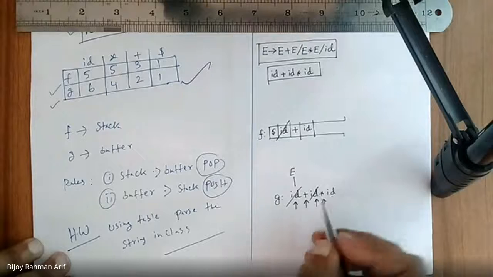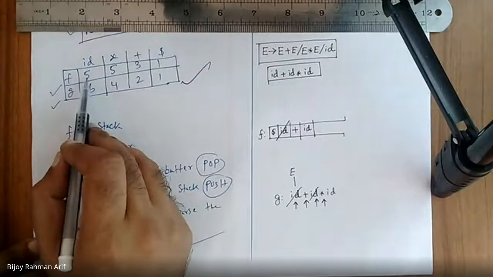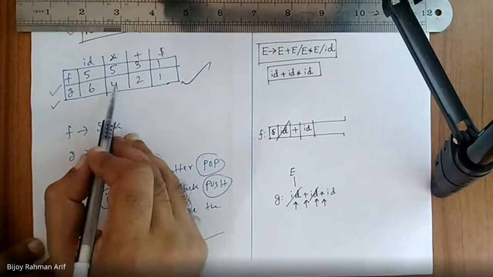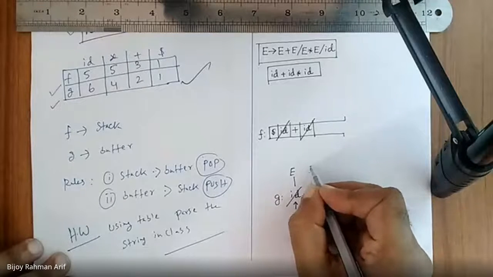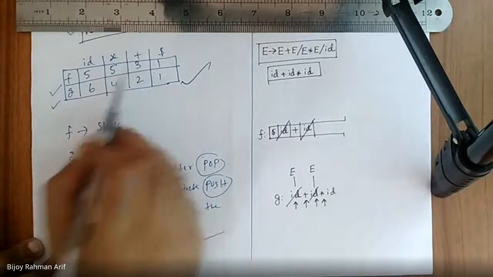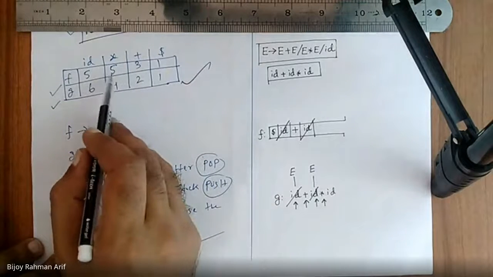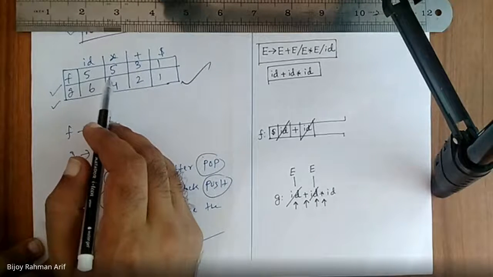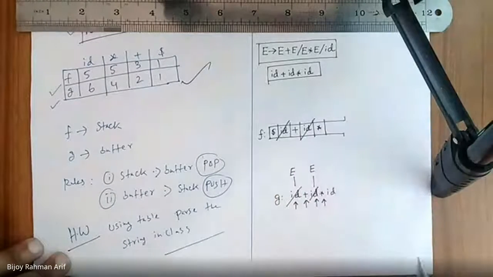So what is there? I have G star and F ID. F ID is bigger. So I'm going to pop. So it would become E. Now here I have F plus. F plus has a value of 3. And G star has a value of 5. Which one is bigger? G star is bigger. So I'm going to push star.